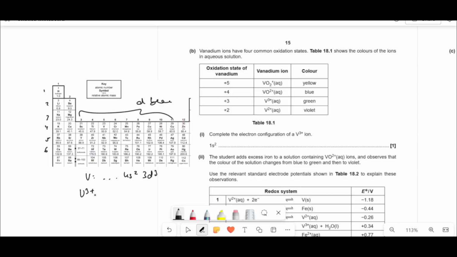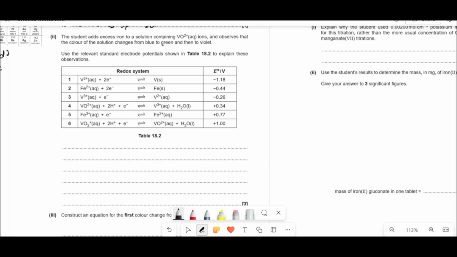So that V3+ is going to be 4s0, because those two are gone, and then 1 from here, 3d2. So it's going to be 1s2, 2s2, 2p6, 3s2, 3p6, 4s0, 3d2. There you go. A student adds excess iron to a solution containing VO2+ and observes that the color changes from blue to green and then to violet.